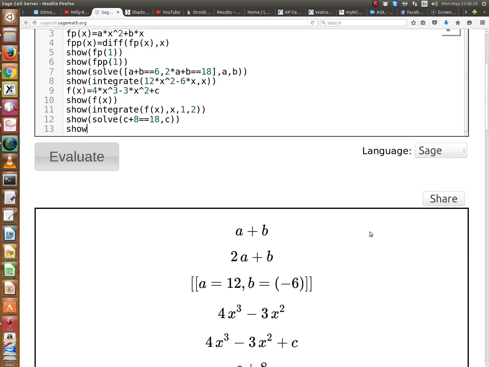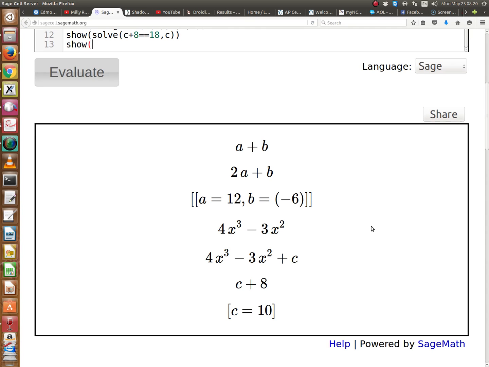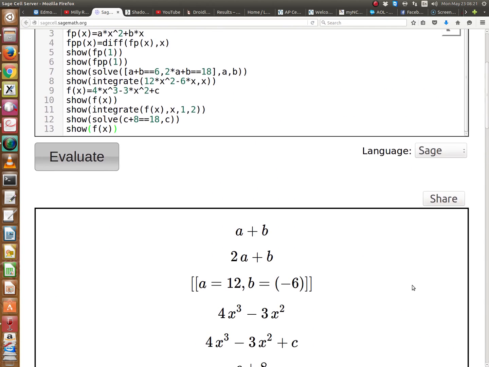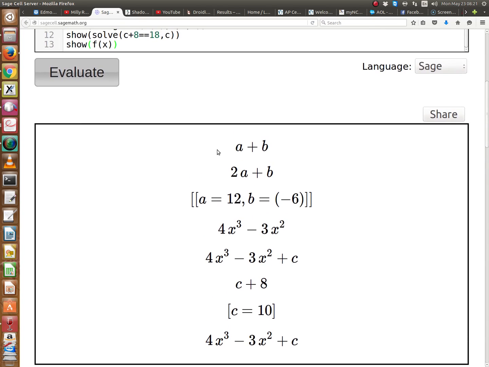Okay. Now, what if I show f of x? Does it know that we figured out c? No? I don't think it does. I don't think so. No, it didn't. All right, so such is life.